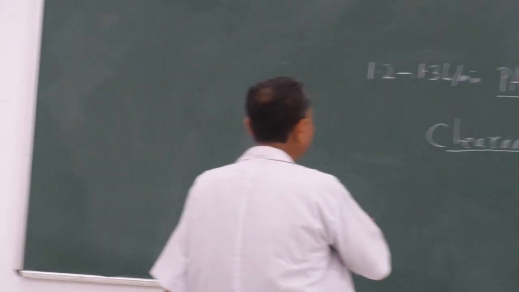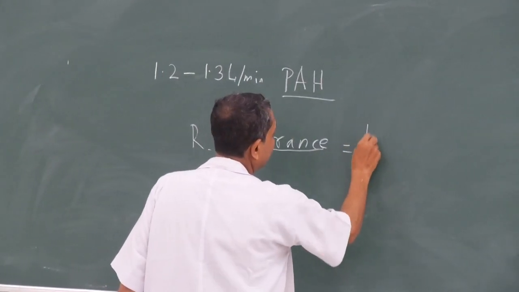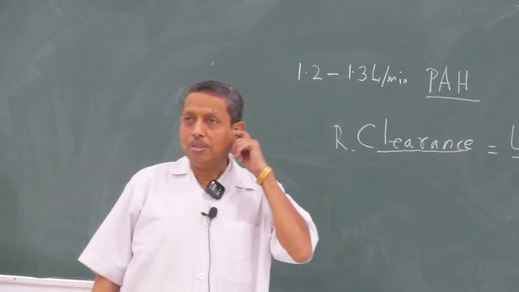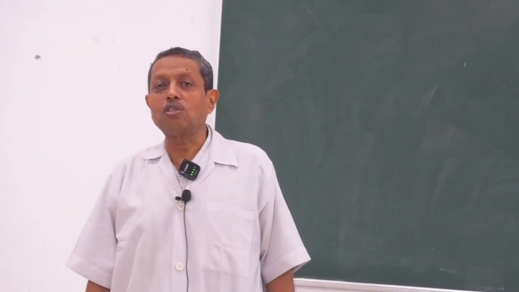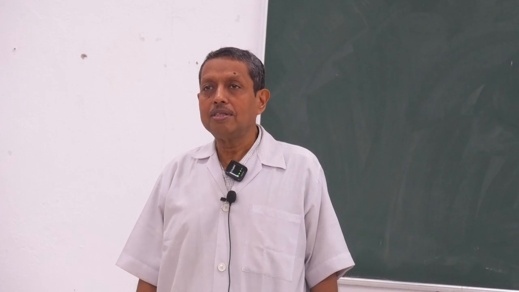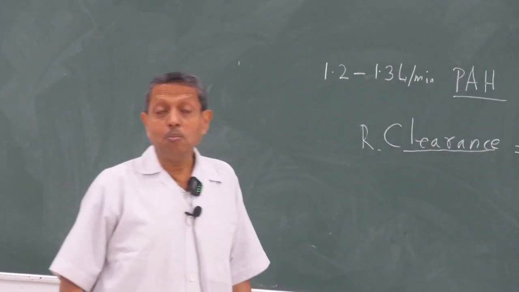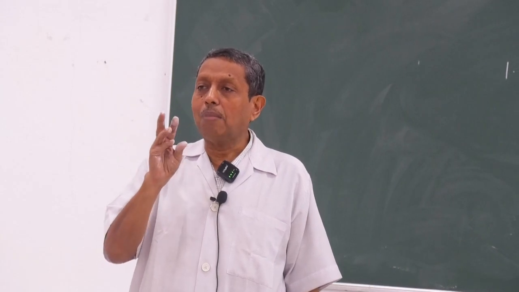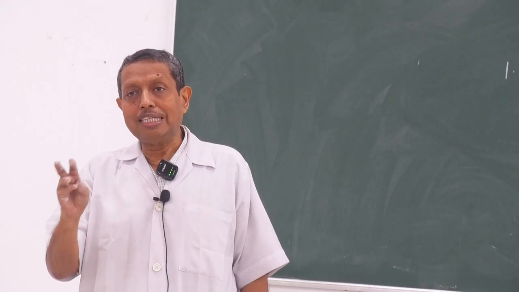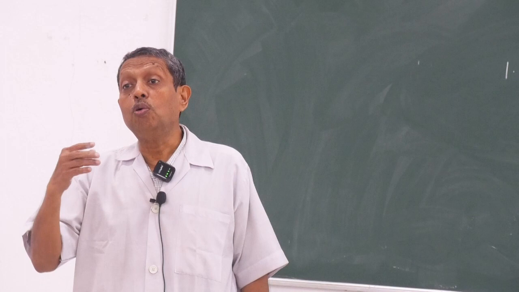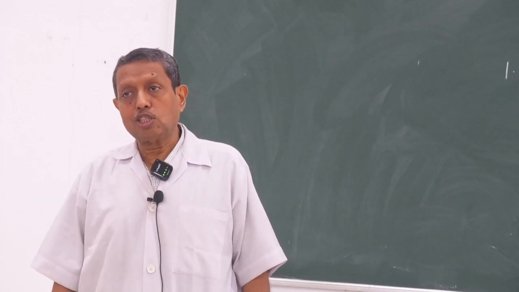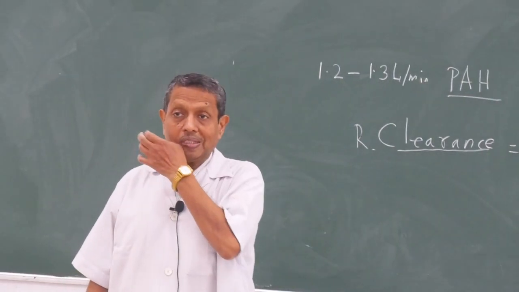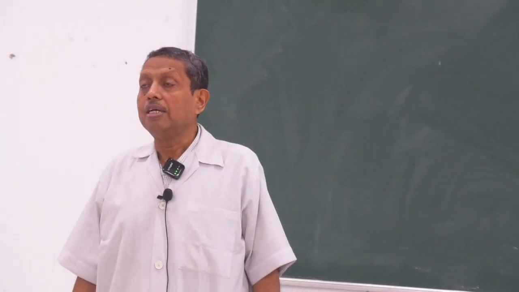And this formula, renal clearance: if Ux is the concentration of the substance concerned in the urine, and V dot is the volume of urine eliminated per unit time, then Ux into V indicates the mass of that substance present in the urine in unit time. And in which volume of plasma it was contained is the renal clearance of the substance. Then it becomes divided by Px, the plasma concentration of that substance. This is called renal clearance.